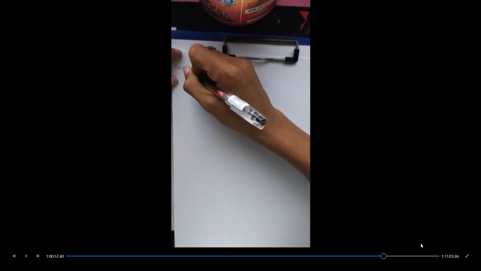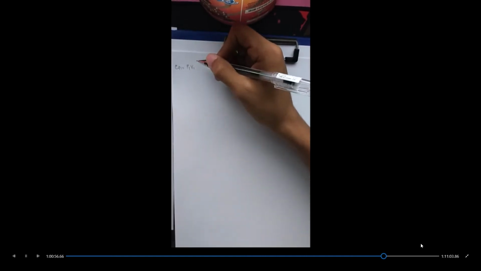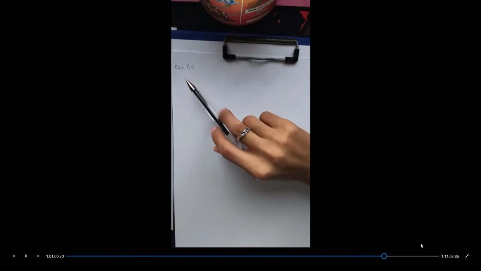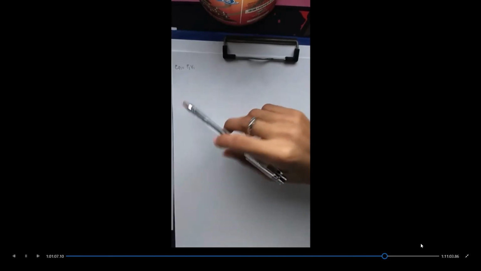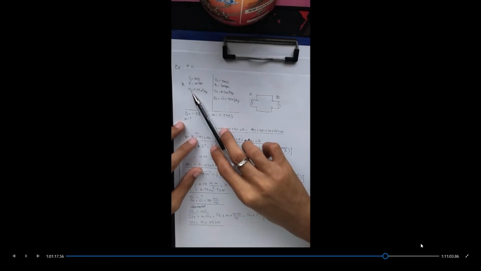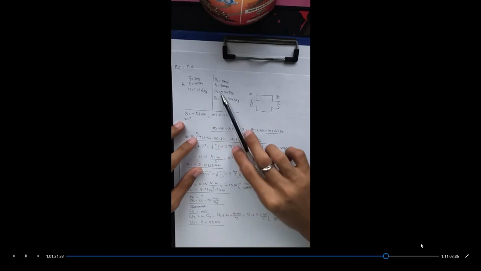Flow work 1 is equivalent to pressure 1 times volume 1. We already have a value for our pressure, which is 100 kilopascal, but we don't have a value for volume 1. In order to solve for volume 1, we need mass and density, but we don't have a given value for density. What we do have is specific volume 1 and specific volume 2.